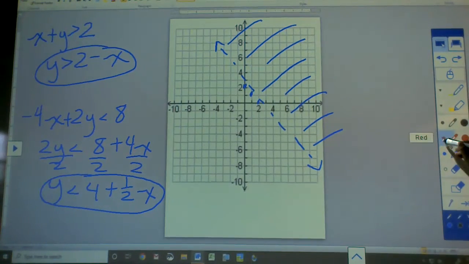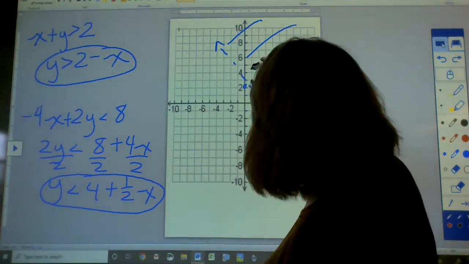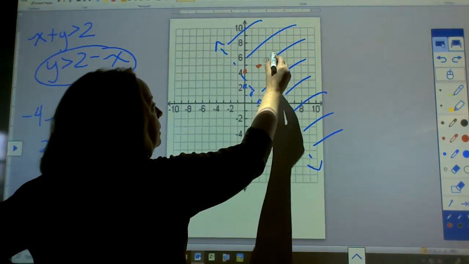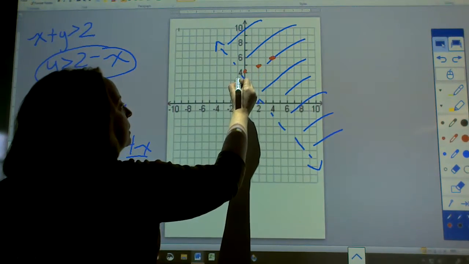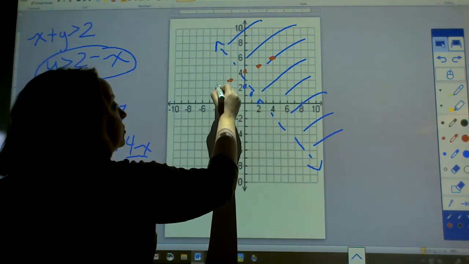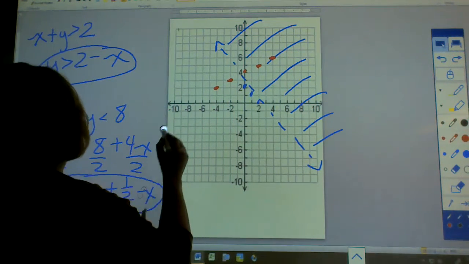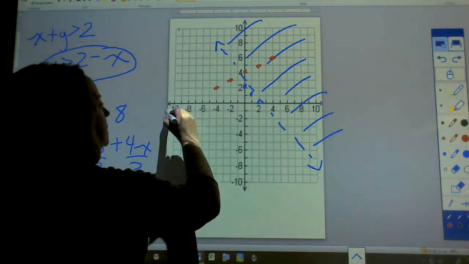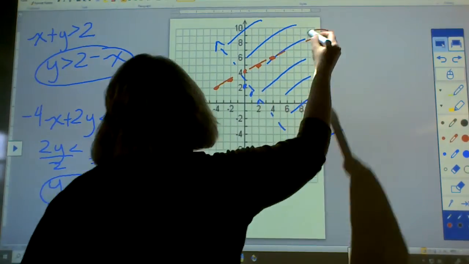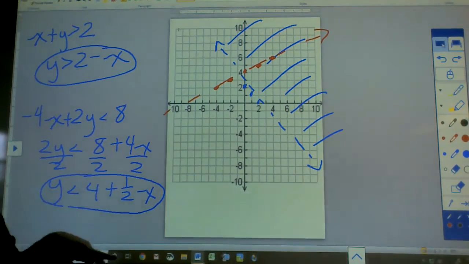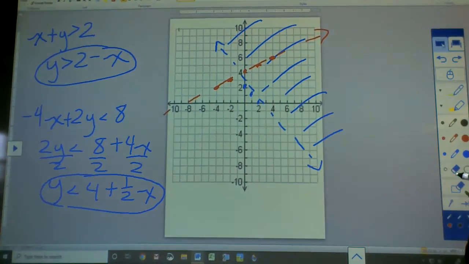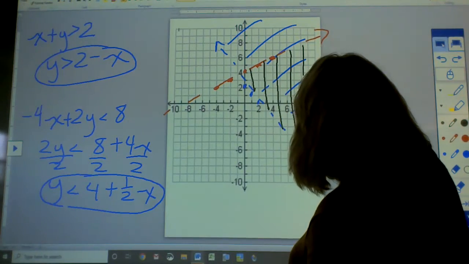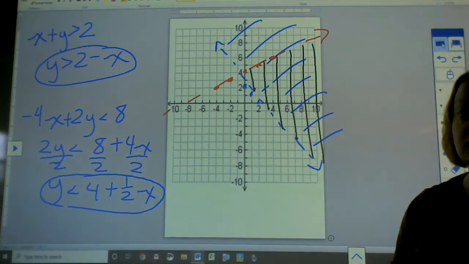The next one I'm going to graph in red. So I'm going to go up to 4, and then up 1 over 2. And you can see that the line is actually going through the first shaded region here. It's going to be dotted because of the less than sign here. So I'm going to dot that. And it's less than, so it's below, so I can see that the region is going to be right there. And I'm going to shade it in black. Okay, and that's the answer to that one.